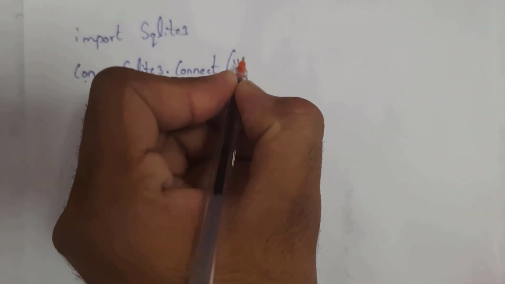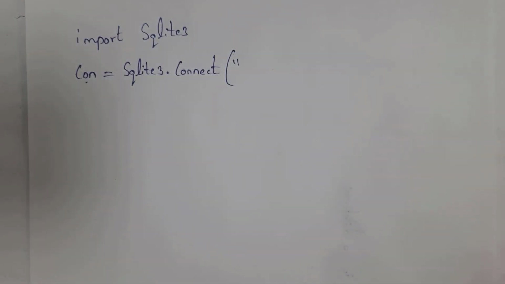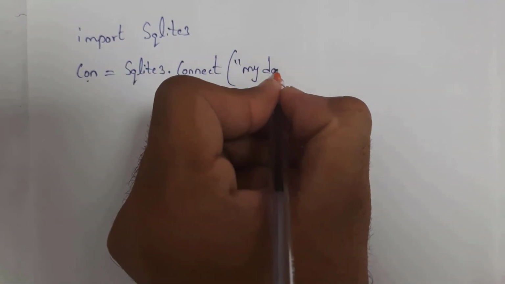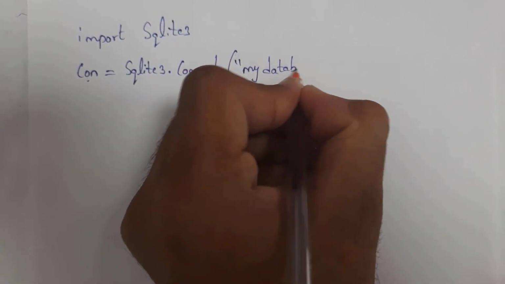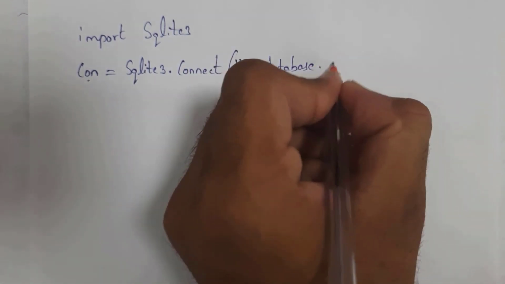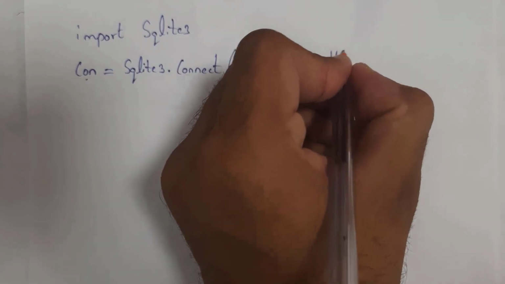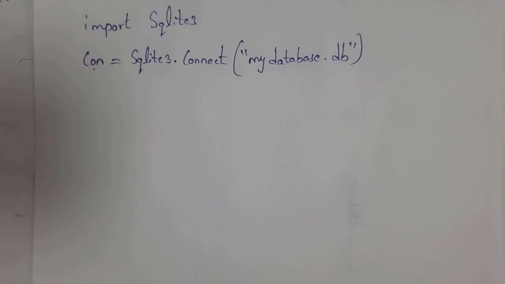I want to create database. The database name is mydatabase. So in quotations write mydatabase.db. In order to create database, you need to use .db extension. So double quotations close. Whenever I run this line of code, it will create database. The database name is mydatabase.db. So it created database.